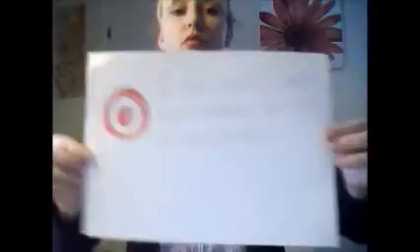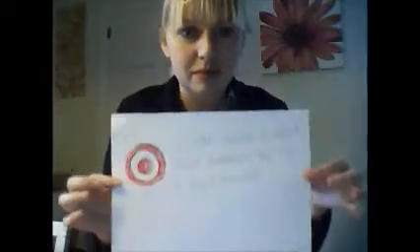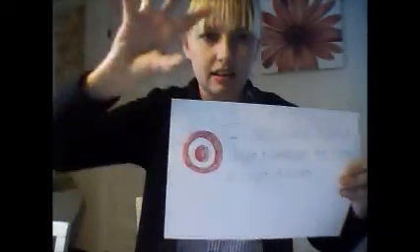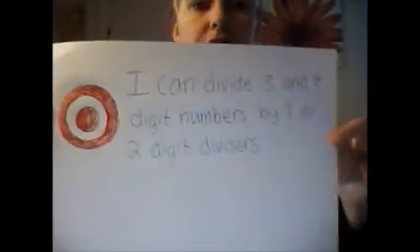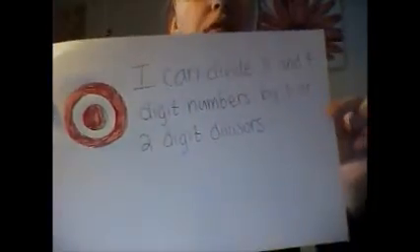After the game, I'm going to go straight into the learning target, which is going to be on the board. It's going to be much better than this. I think just having a magnetic learning target with whatever it is. But I can divide 3- and 4-digit numbers by 1- or 2-digit divisors, and we're going to read that together.